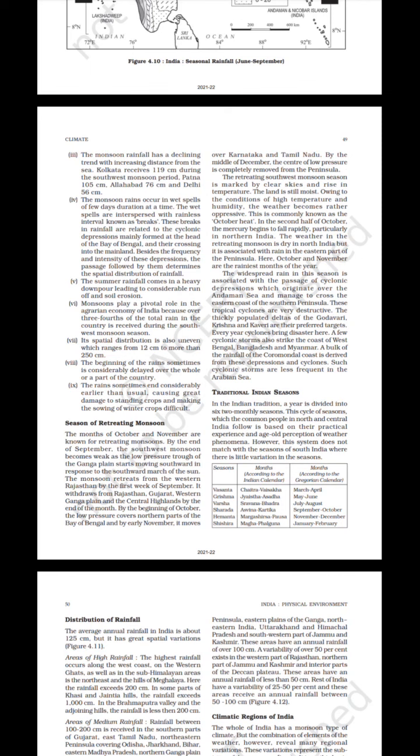Months according to the Indian calendar, months according to the Gregorian calendar. Vasantha, Chaitra to Vaishaka, March to April. Grishma, Jyeshtha to Ashadha, May to June. Varsha, Shravana to Bhadra, July to August. Sharad, Ashwina to Kartika, September to October. Hemanta, Margashira to Pushya, November to December. Shishira, Magha to Phalguna, January to February.